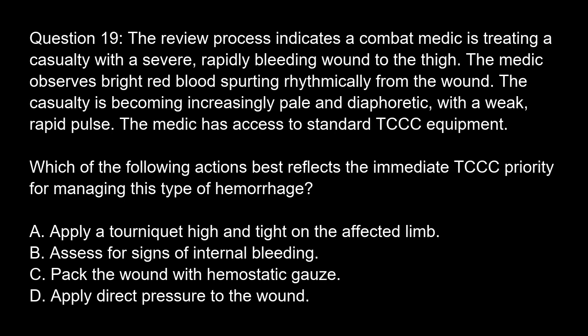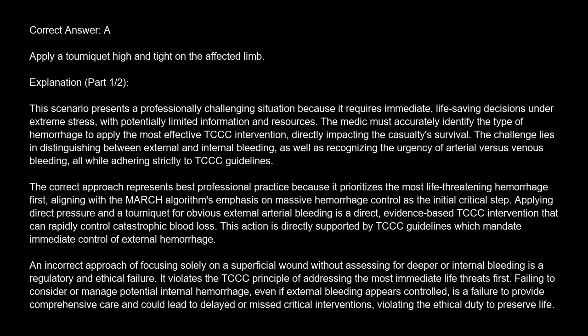Option A. Apply a tourniquet high and tight on the affected limb. Option B. Assess for signs of internal bleeding. Option C, pack the wound with hemostatic gauze. Option D, apply direct pressure to the wound. The correct answer is A. Apply a tourniquet high and tight on the affected limb.